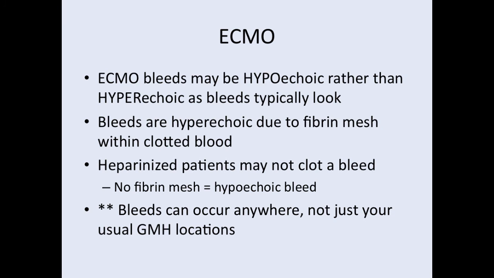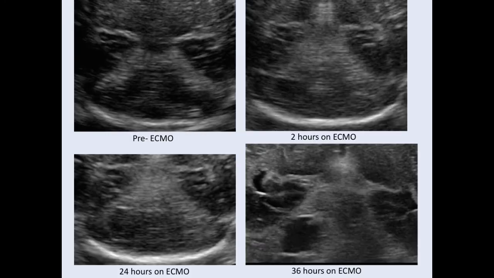But when you're heparinized and anticoagulated, you don't form that fibrin mesh within a clot, and so your hemorrhage stays hypoechoic. Another important note is that hemorrhages can occur anywhere, not just the usual places that you're looking for germinal matrix hemorrhages. You have to look anywhere in the brain for a bleed.